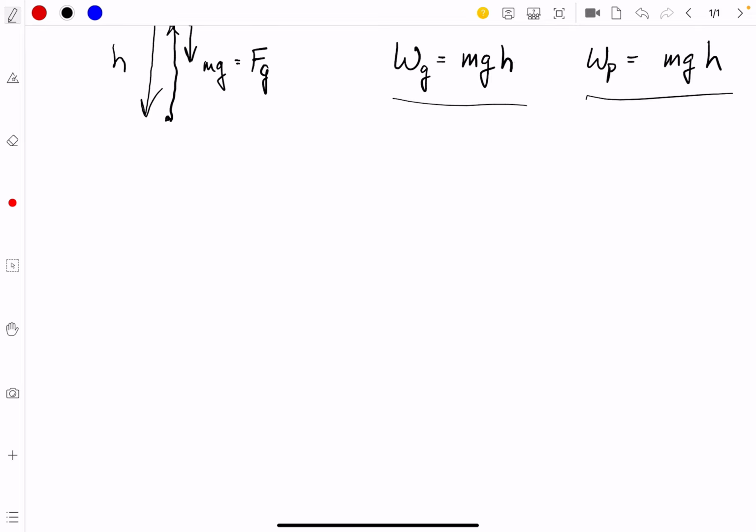My desk is too high. Okay, let's do this.